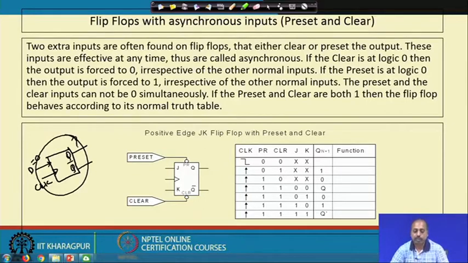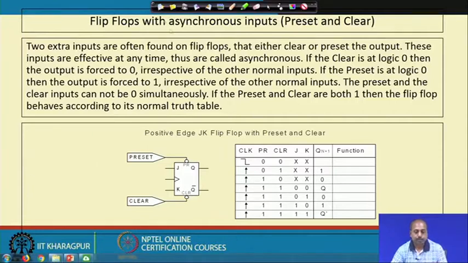So the user has to ensure that I am not making preset and clear 0 simultaneously, and if both of them are 1, then the flip flop will behave as a normal flip flop. Otherwise, it will behave as per preset and clear. If the preset signal is 0, then the flip flop will be preset, and if the clear signal is 0, then the flip flop will be cleared. That is why it behaves like this.